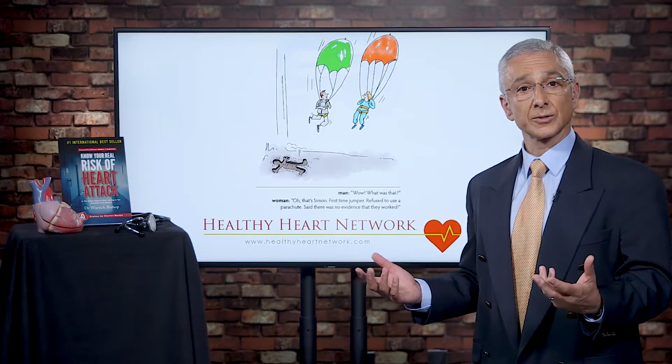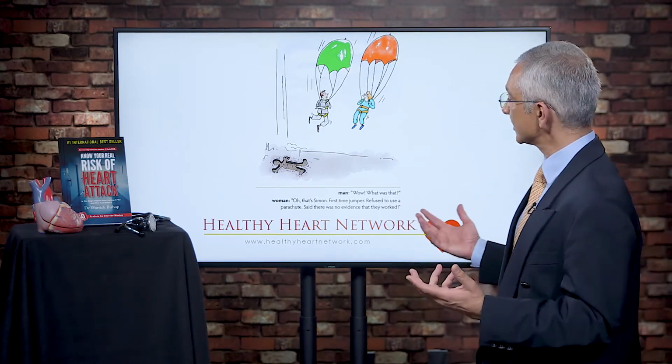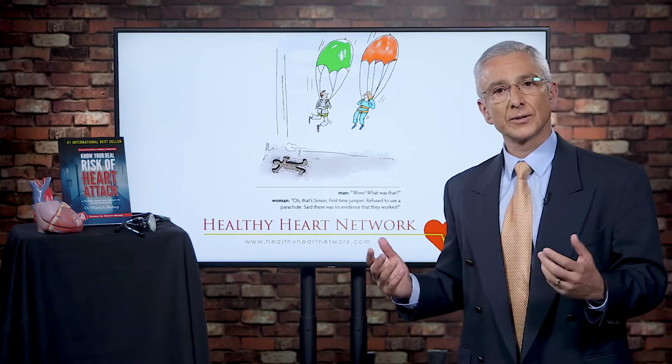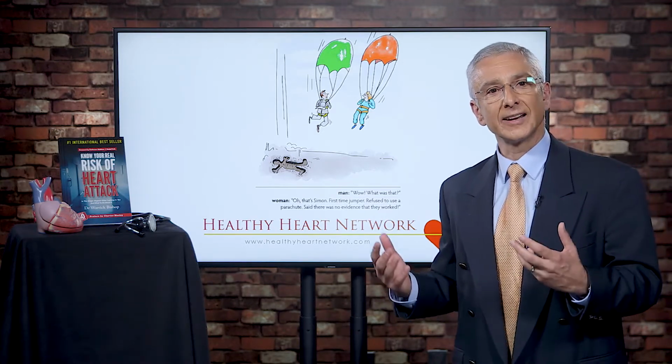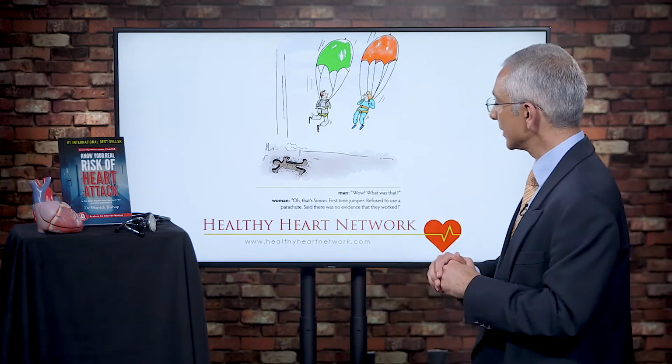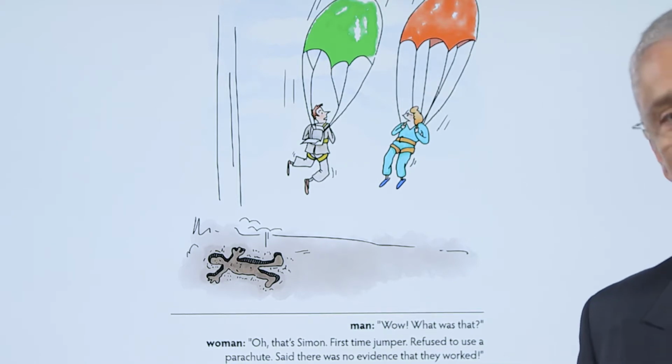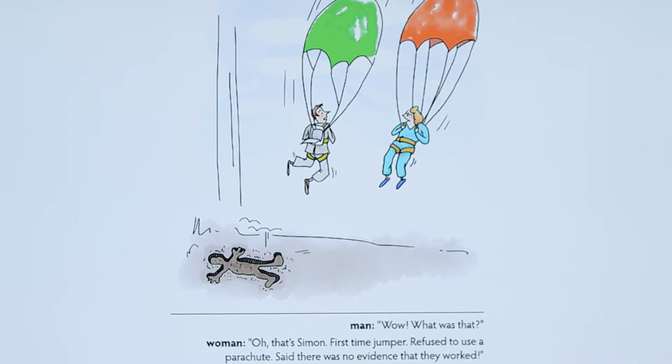Occasionally, we can't do a randomised study because the study's not being done. We know that parachutes work intuitively, but there hasn't been any research. We haven't randomised people. The man says, "Wow, what was that?" The woman, "Oh, that's Simon, first-time jumper, refused to use a parachute because he said there was no evidence that they worked." Sometimes poor study design can limit the role of randomised controlled trials.